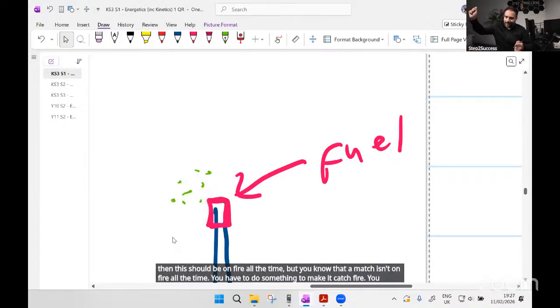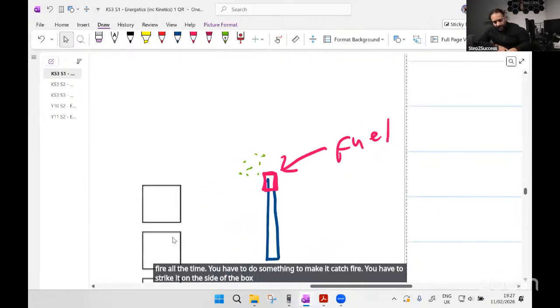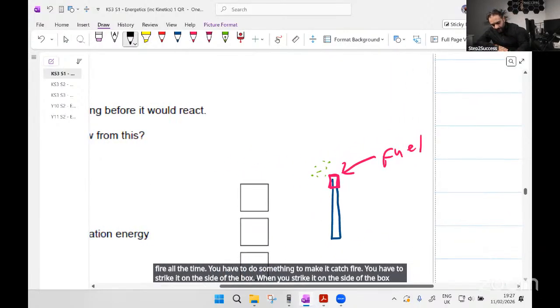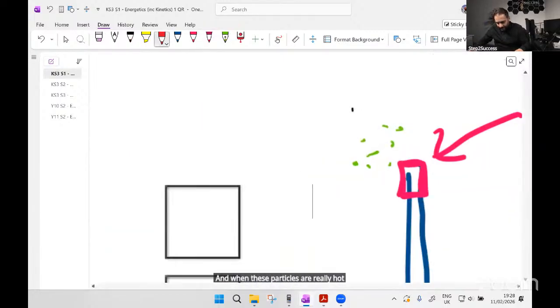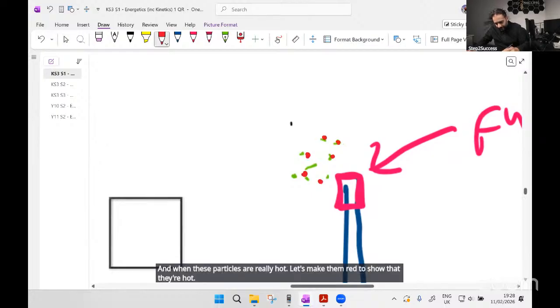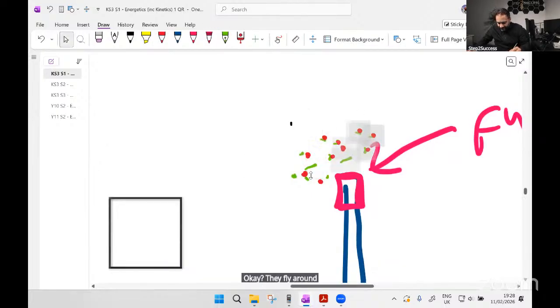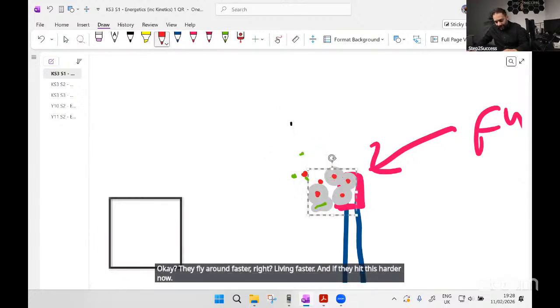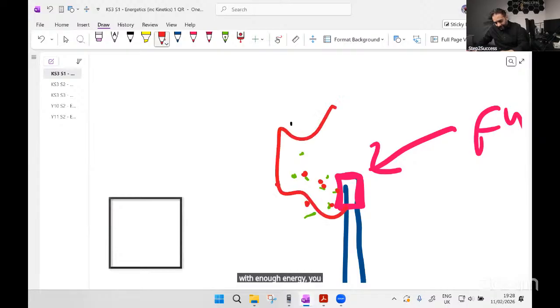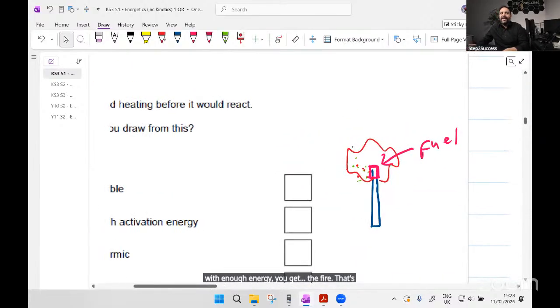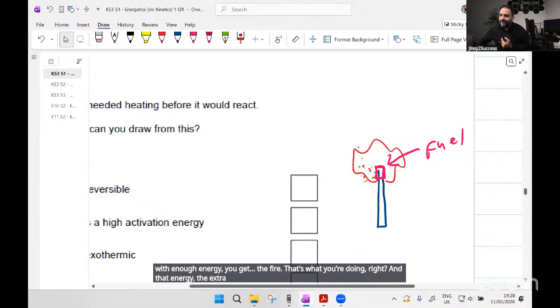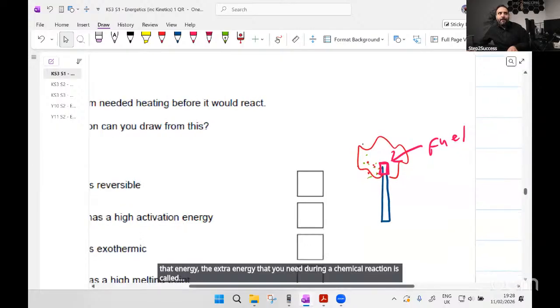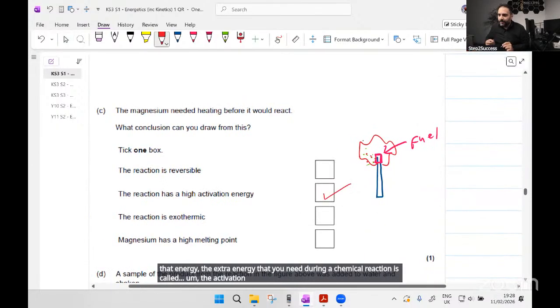You have to strike it on the side of the box. When you strike it on the side of the box, what you're doing is for a while making this really hot. And when these particles are really hot, let's make them red to show that they're hot. Okay, they fly around faster, right? They're going faster. And if they hit this harder now with enough energy, you get the fire. That's what you're doing, right? And that energy, the extra energy that you need during a chemical reaction, is called the activation energy.